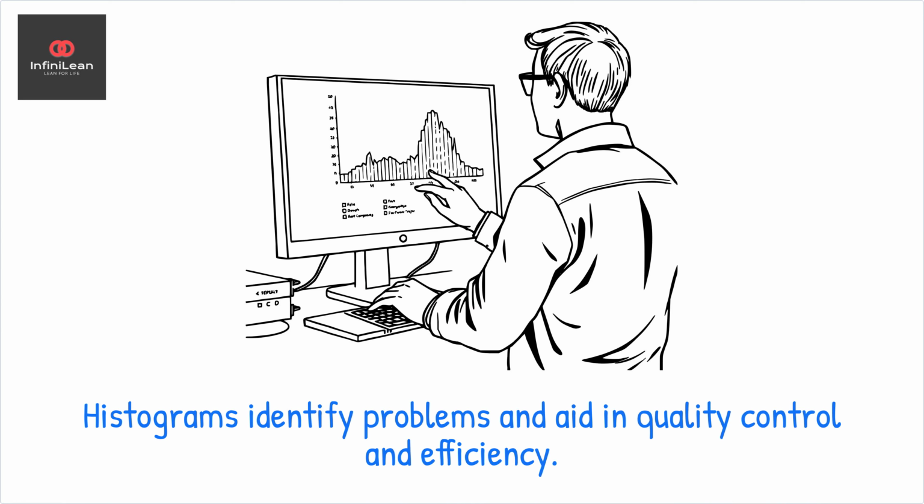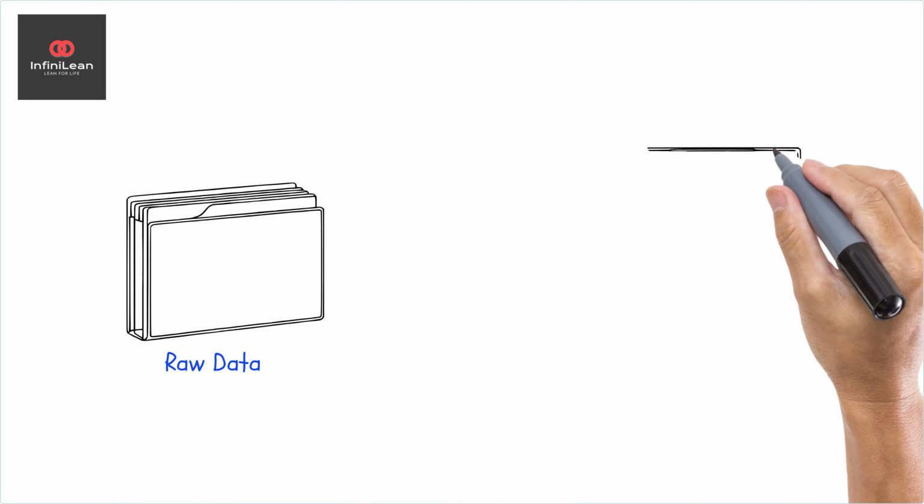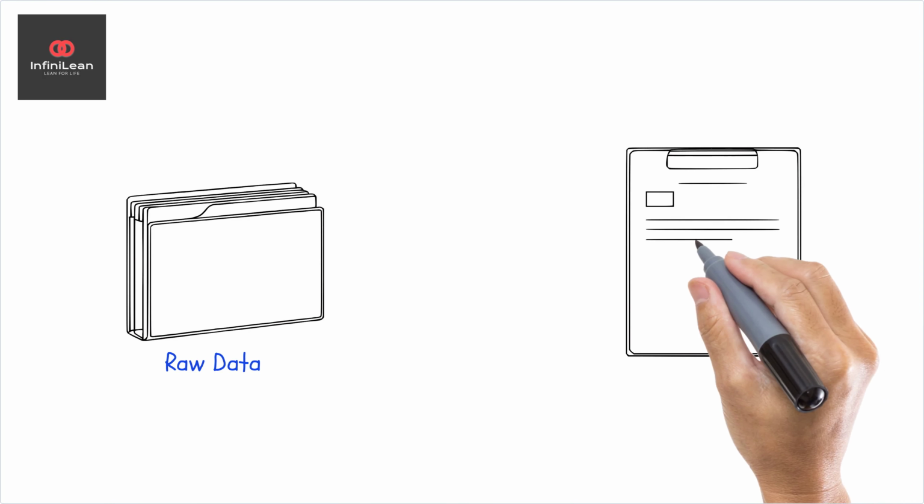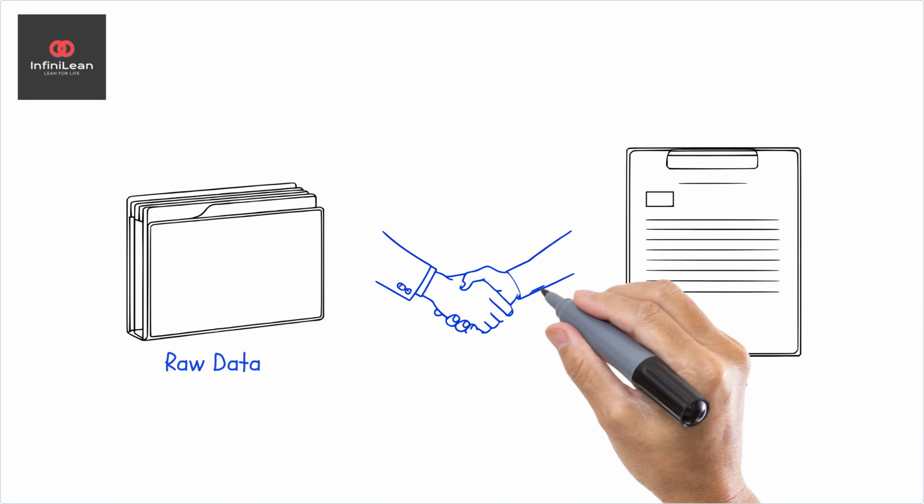Understanding histograms allows Six Sigma practitioners to maintain quality control, enhance efficiency, and ensure project success. This simple yet powerful tool bridges the gap between raw data and actionable insights. So remember the histogram next time you're faced with a dataset in your Six Sigma project.